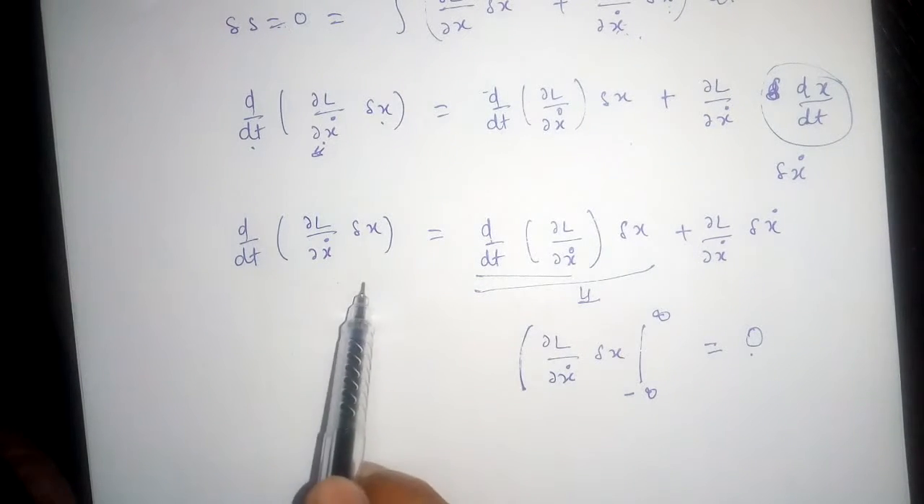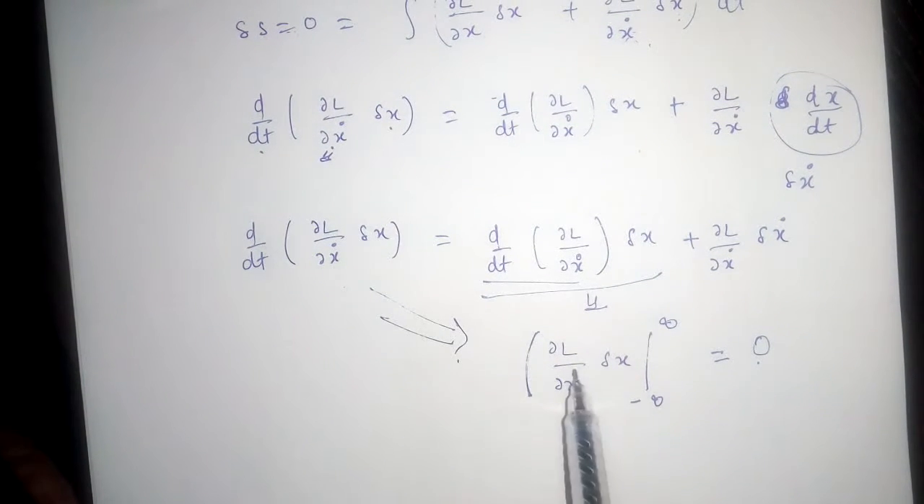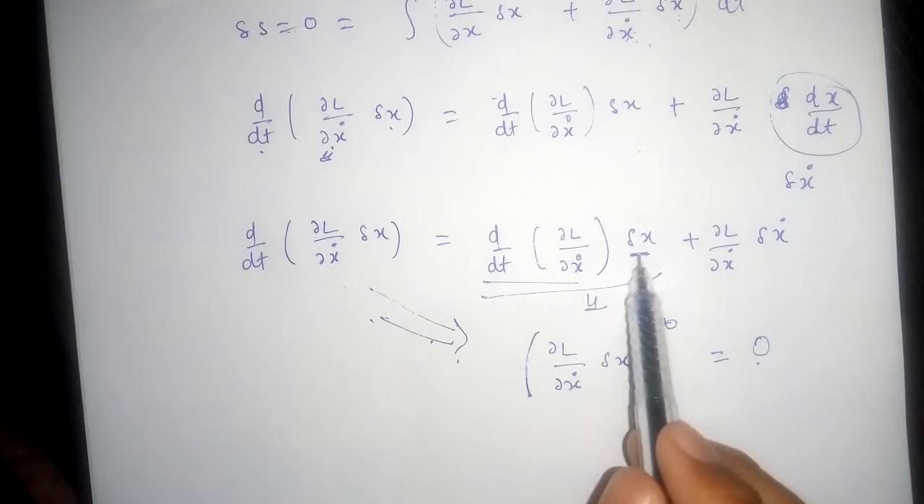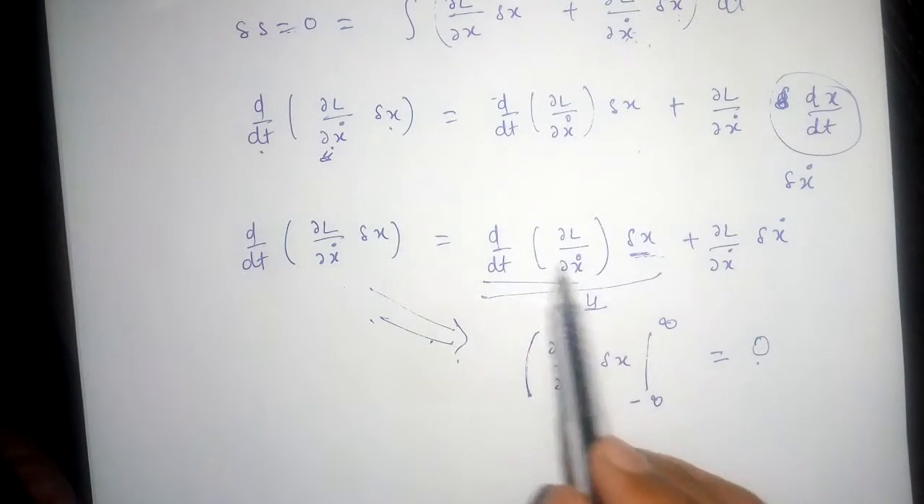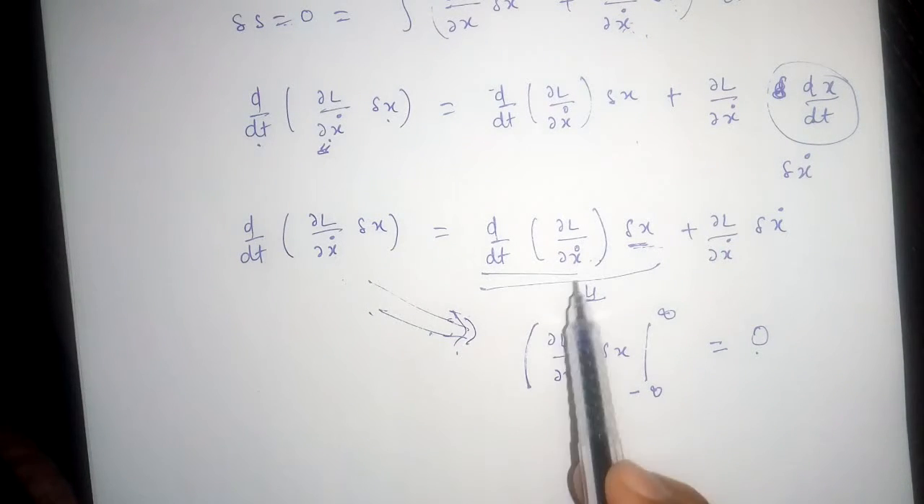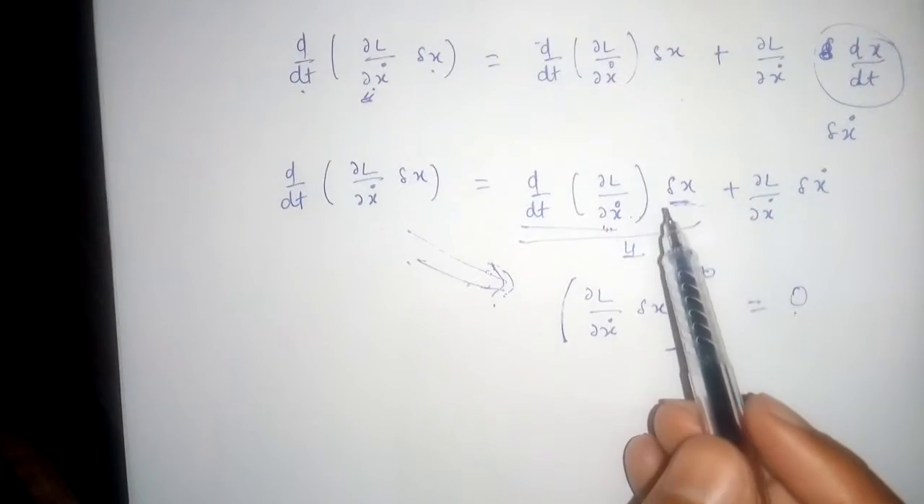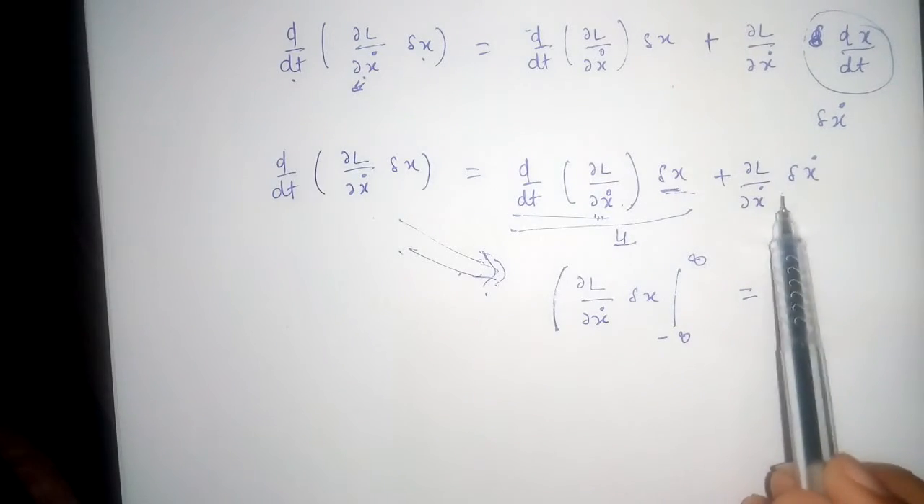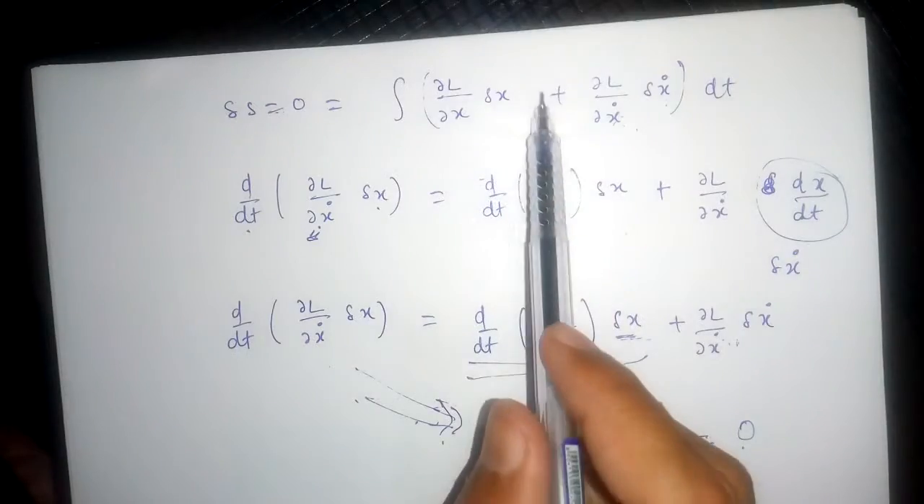Sorry, its value will be 0. So this is the perfect differential. Delta x is outside from the derivative here. Okay, this term will be 0 and this term will dominate here. Then put the value of this into the equation.